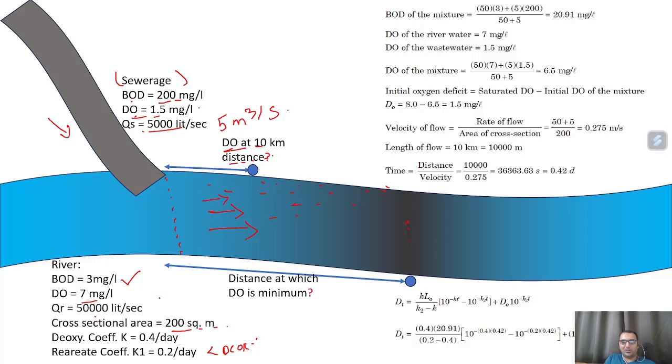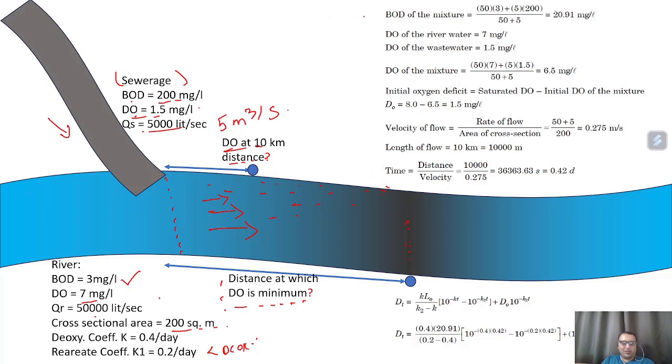That is the first question which we are trying to see here. And second is, what is the distance at which the DO is minimum? What is this point? As I said, there is a point where the whole river is anaerobic, and it's very difficult for any living organisms to breathe there.